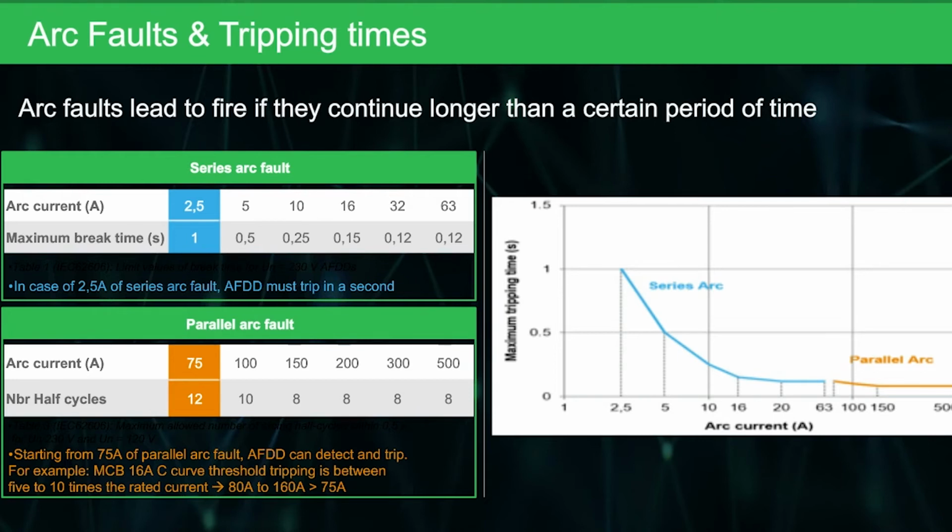So the second table there for parallel arc faults, at 75 amps, we have to trip in less than 12 half cycles. A lot of people would think that with a parallel arc, the MCB will trip once it gets up into the higher currents. But if you think about a common light and power circuit, and it's got a 16 amp MCB on it, it won't trip if the arc fault is at 75 amps because it is below that tripping threshold.